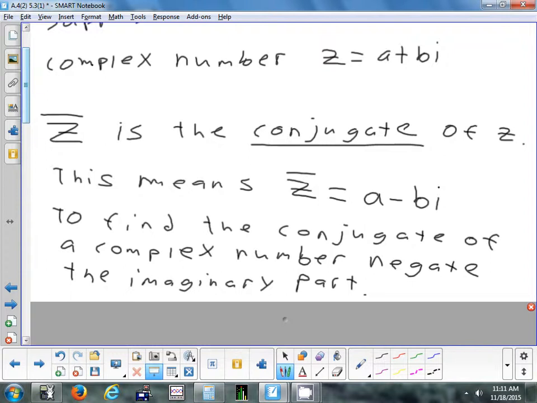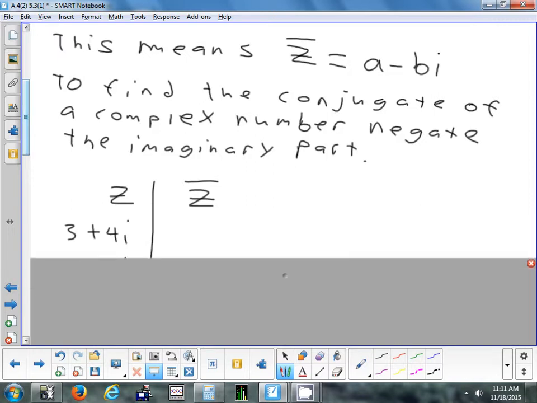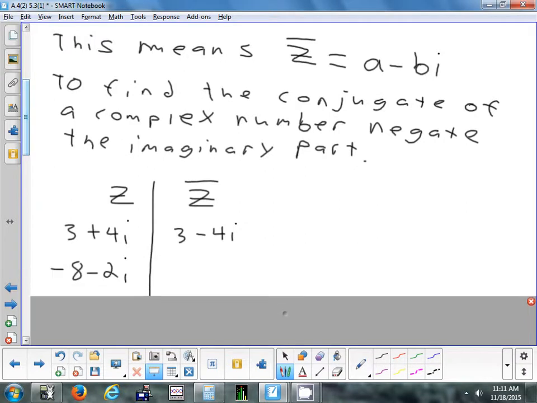Okay, so before we divide, we're just going to practice finding some conjugates, all right? Because in order to divide, you need to know how to do two things. One is multiply. The second thing is find a conjugate. So let's start with 3 plus 4i. What would be the conjugate of 3 plus 4i? 3 minus 4i. Yep. So if the imaginary part's positive, it becomes negative. Okay. What about this one, negative 8 minus 2i? Yeah, it becomes negative 8 plus 2i. That's the conjugate.